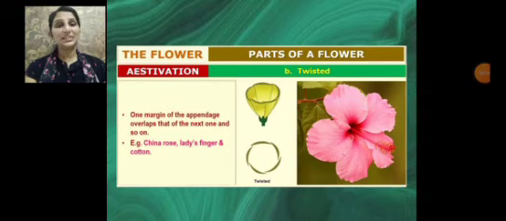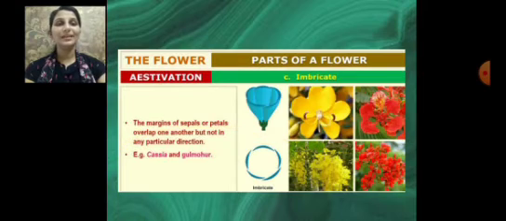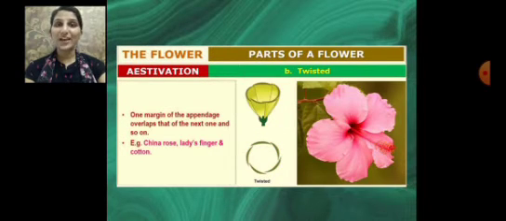The next type of estivation is the twisted estivation. The twisted estivation is a type of estivation in which the margins are showing overlapping. One margin of a petal or sepal is overlapped by the next sepal or petal, which is situated adjacent to it. We can see this is twisted, in which one sepal or petal is overlapped by the next. And this type is seen in China rose, that is hibiscus, lady's finger and cotton.